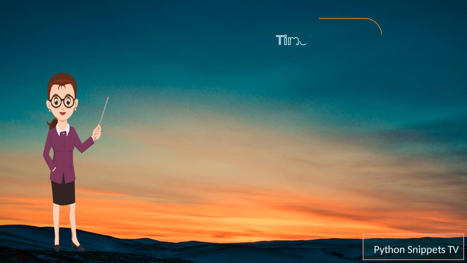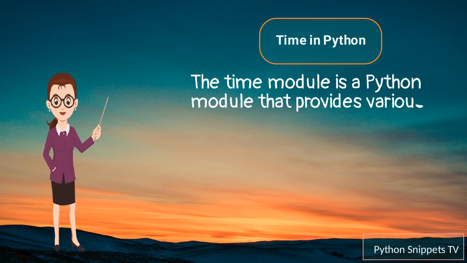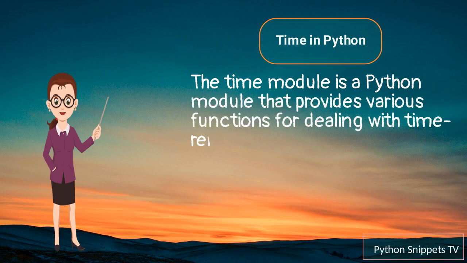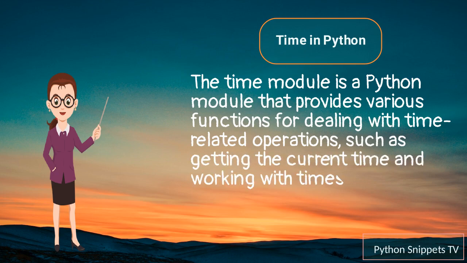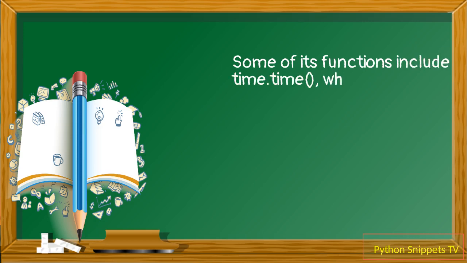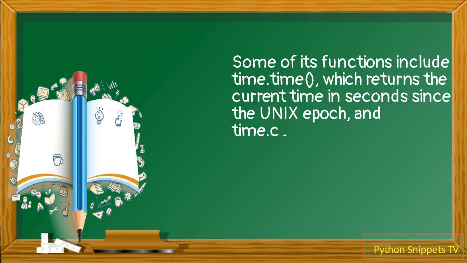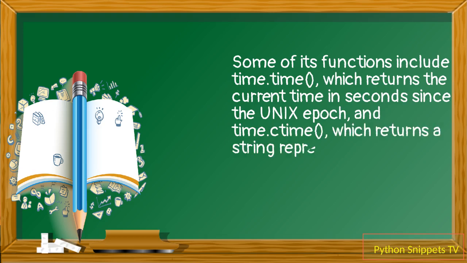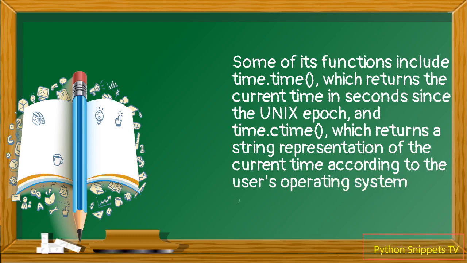What is the time module and what functions does it provide? The time module is a Python module that provides various functions for dealing with time-related operations, such as getting the current time and working with timestamps. Some of its functions include time.time, which returns the current time in seconds since the Unix epoch, and time.ctime, which returns a string representation of the current time according to the user's operating system preferences.